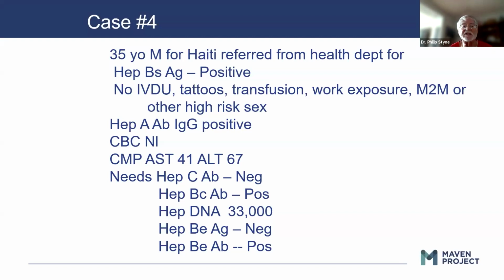Got a normal CBC, mildly elevated amylase, AST and ALT, no evidence of hepatitis C. He's surface antigen positive, core antibody positive, a DNA of 33,000. And the E antigen and E antibody, I'm kind of trying to show you that these decisions can be difficult. Next slide.